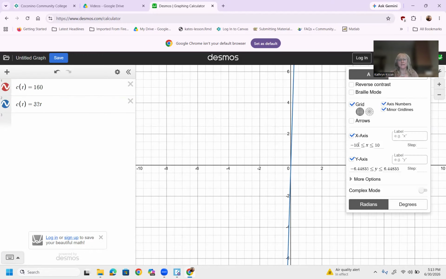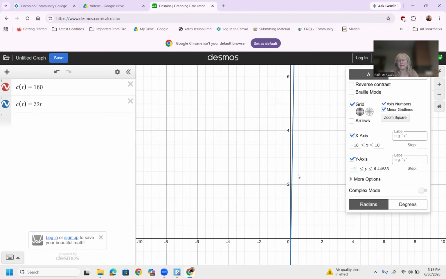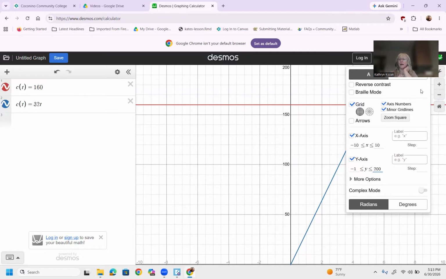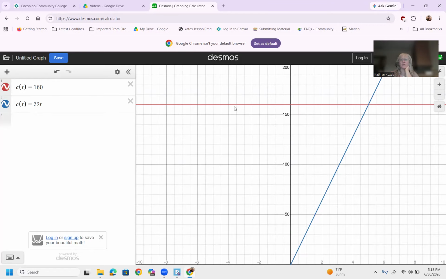So my x-axis may be okay. We're not positive about that, but let's just change the y-axis for the moment. We don't need to come all the way down to -6 because we know we've got a number of candy canes. So I like to put -1 just so I see the 0 a little bit better. And then my y, I know I at least need to be 160. So let's go to 200. And now if I go back and look at my graph, I do see my red line.